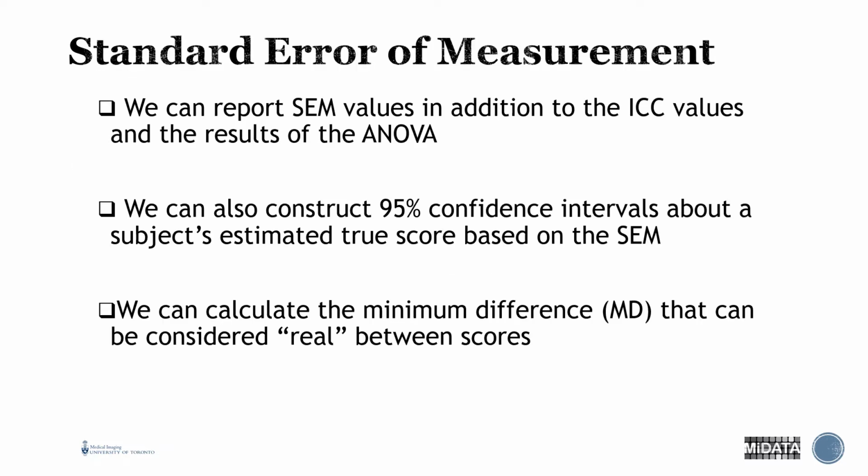Now generally you're going to want to report the standard error of measure in addition to the ICC. And if you want to be completely thorough, then you would also report the results from your ANOVA table. Now we can also construct a 95% confidence interval for the measured score and for the true score, if you wish, based on the standard error of measure or the standard error of estimate, which we'll talk about in just a second. Now finally, you are going to want to calculate the minimum difference that can be considered real between scores.